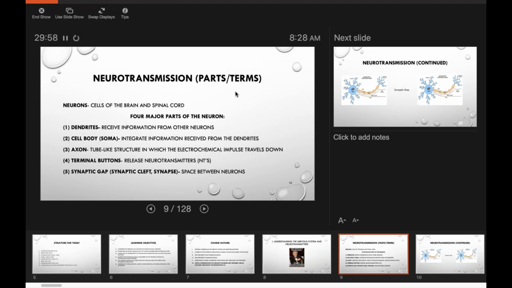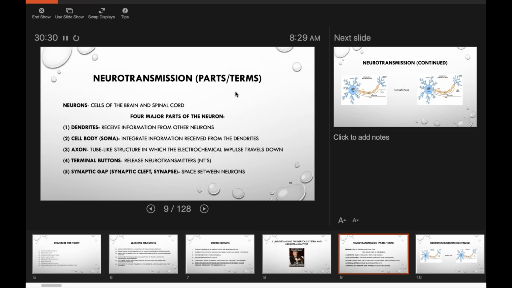Now, once she receives the information, she has to do something with it. She has to integrate it. How is she going to do that? Well, that information she takes in from her dendrites, she's going to look at it, see the email, and integrate it with her brain. The brain of the neuron is the cell body, or the soma. So that is where we integrate information that we receive in from our dendrites.